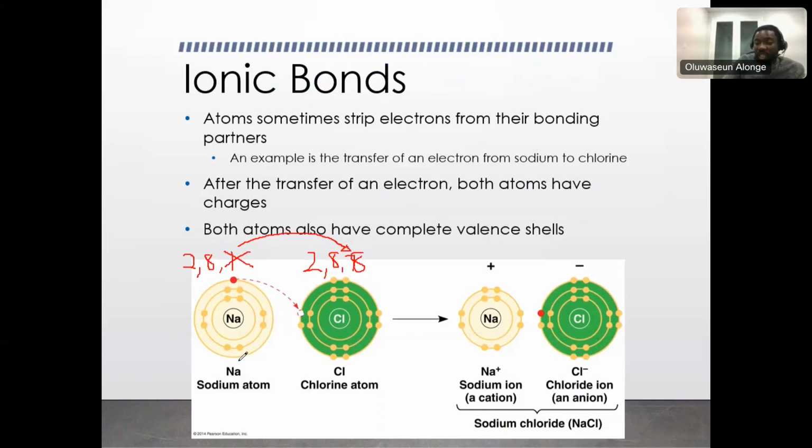I mean, lost an electron. When you lose an electron, you have lost negative. It's like you paid your debt. So you have actually become Na plus. So this will become Na plus, whereas this is going to become Cl minus.